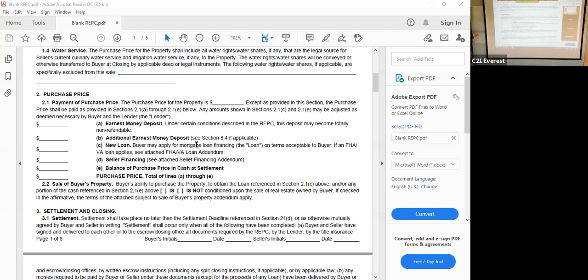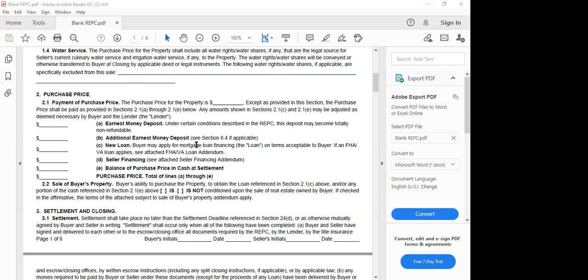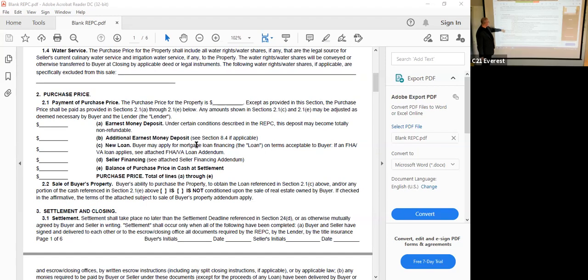Let's say that our earnest money, again just to keep numbers simple, is going to be $10,000. So in section 2.1A, we put what number? $10,000. Put $10,000 in paragraph A. In B, we're going to say 0. There is no additional earnest money. In C, the new loan amount is what? It's the 90%, which was 360,000. So 360 goes right there.